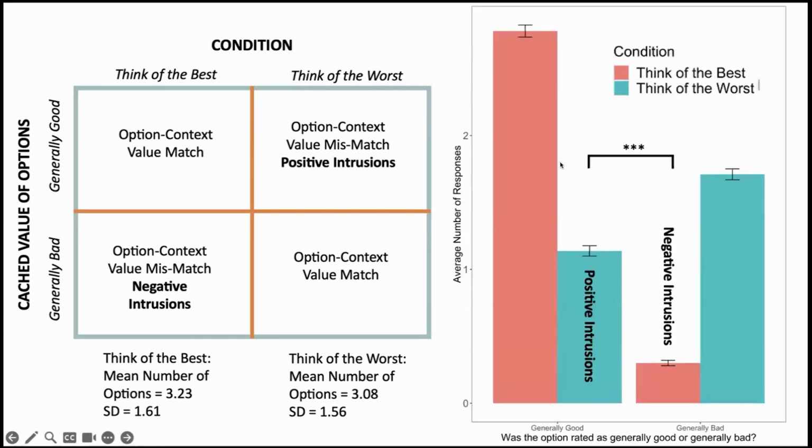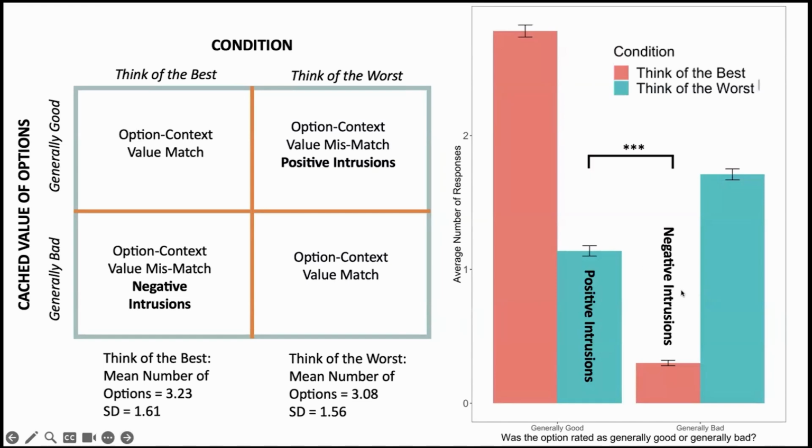So if you collapse across all of the cases, here's the pattern that you find. If you're asked to think of the best things, you typically think of good things and don't often think of bad things. But if you're asked to think of the worst, you have these positive intrusions. So you're often thinking of generally good things, even when you're supposed to be thinking of generally bad things.